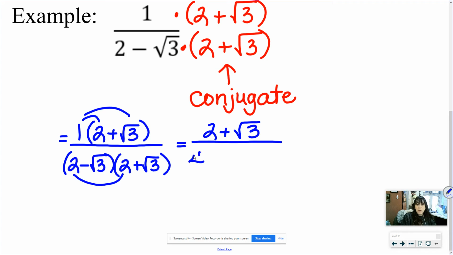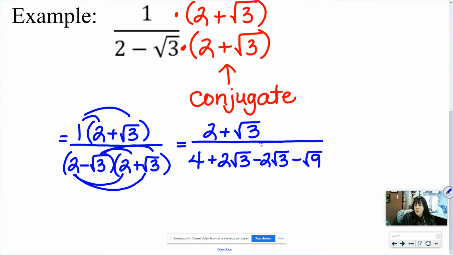2 times 2 would be 4. 2 times radical 3 would be 2 radical 3. Negative radical 3 times 2 would be negative 2 radical 3. And negative radical 3 times negative radical 3 would be negative radical 9. Okay, I'm going to ignore the top part for now, and I'm going to focus on the bottom. So first of all, you should see that there are two like terms, but they do cancel each other out. Now, why is that?